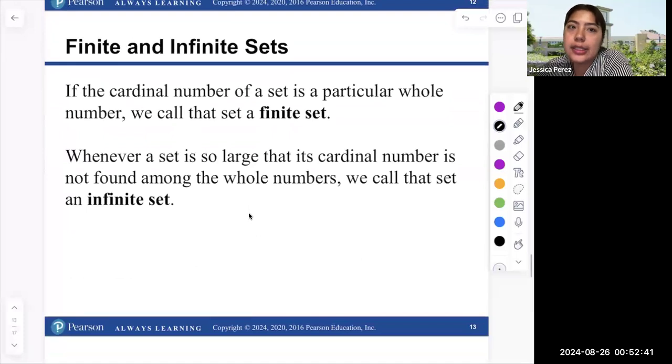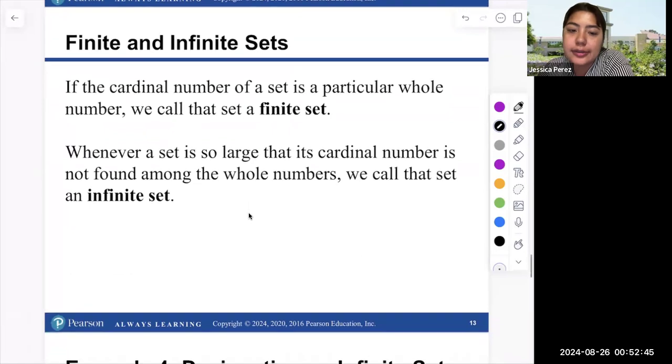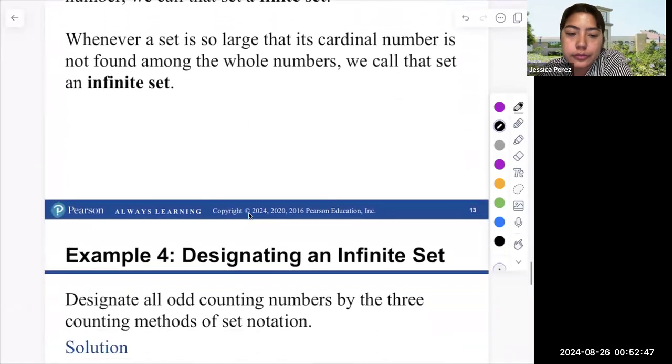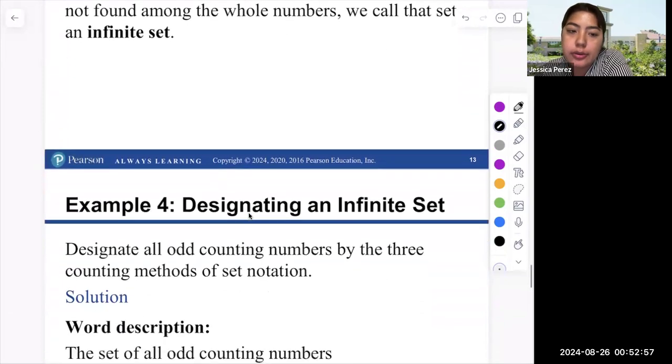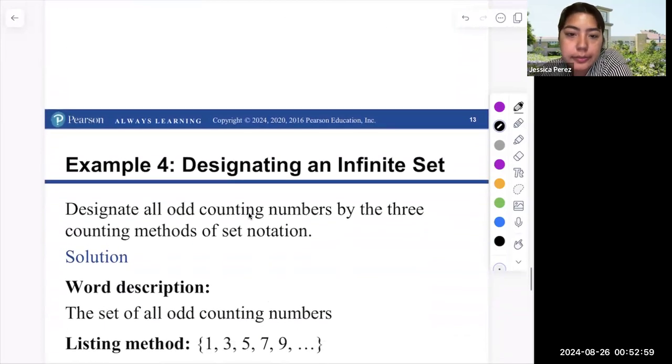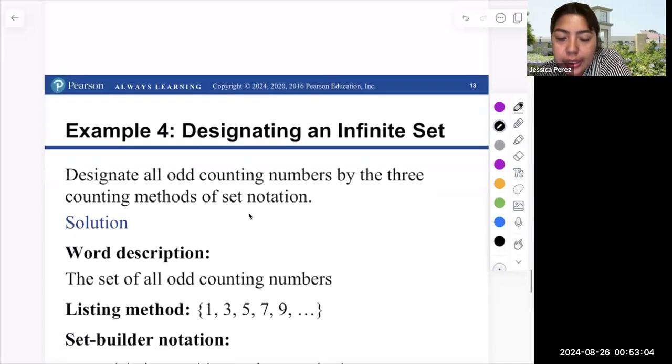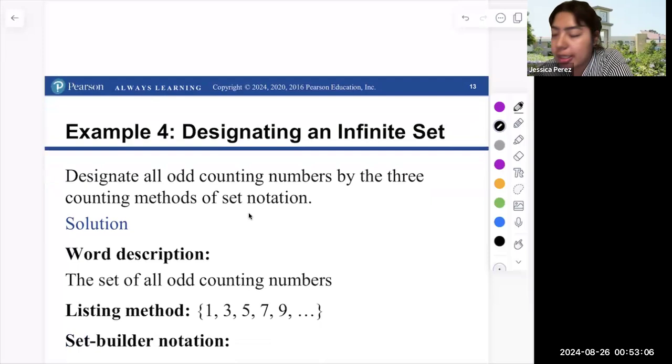So we're going to be looking at some examples of infinite and finite sets. We want to designate all odd counting numbers by the 3 counting methods. So we wish to do all 3. The first one is the word description: the set of all odd counting numbers. The listing method is 1, 3, 5, 7. Again, they're the counting numbers.